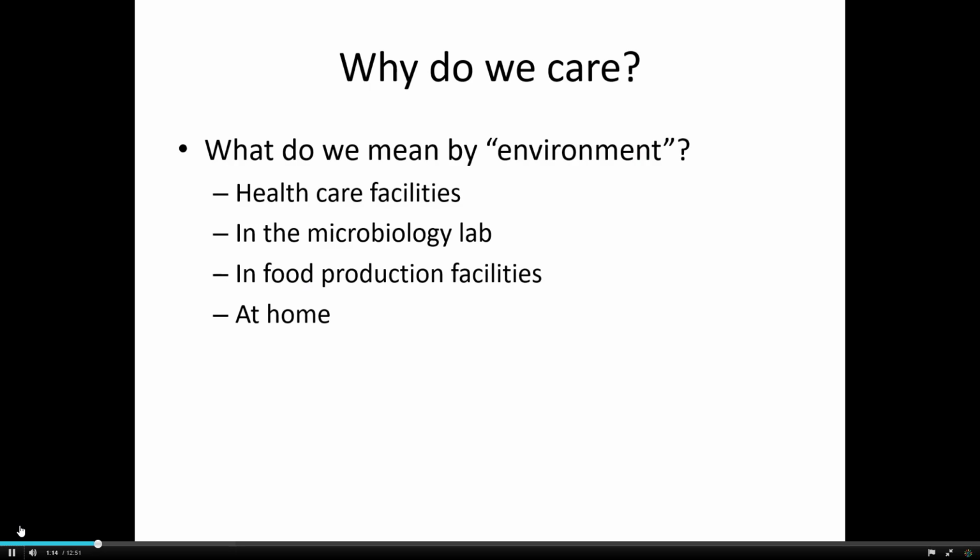As is customary when we begin a new topic, I like to answer the question, why do we care? Why do we have to learn this information? And I'm going to do so by defining how I'm going to be using the term environment in this chapter. So the environment is any place that we might be running into microorganisms that we don't wish to, whether it's a healthcare facility because we're trying to control for pathogens, it's in the microbiology lab where we're trying to keep pure cultures, in a food production facility because you don't want to introduce food spoilage organisms or pathogens into the food product, and at home where again we wish to control for pathogens and spoilage organisms.